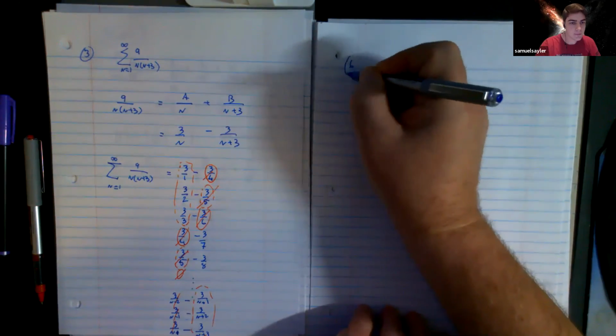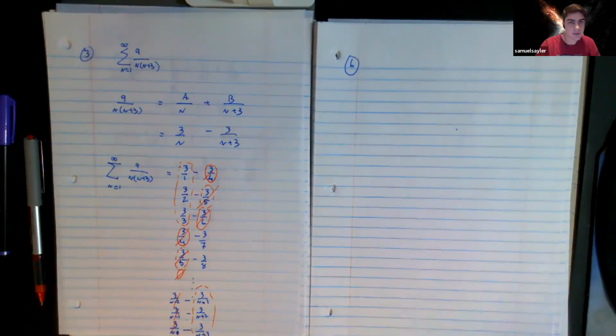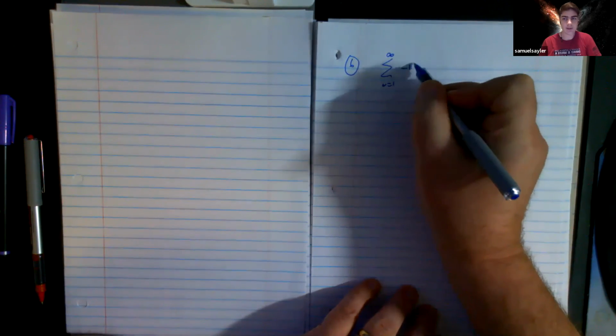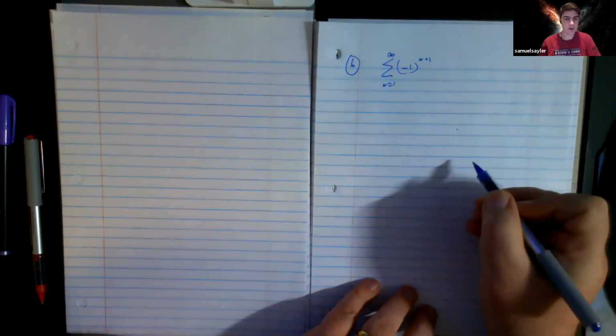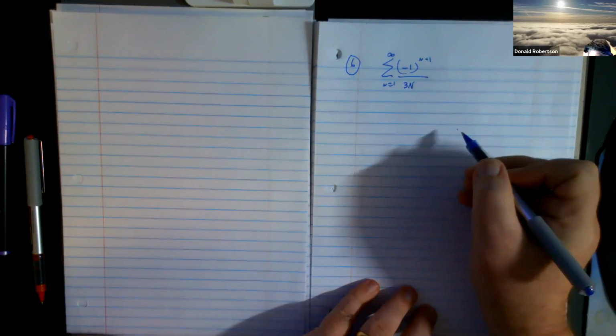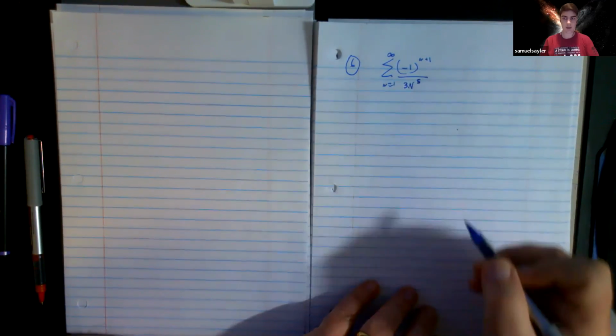Number 6. Okay, so it's the sum as n equals 1 to infinity of (-1) to the power of n plus 1, all over 3n to the 5th power. 3n to the 5th? Yes. Okay. Do you recognize what series this is, and so what test I'm going to use?